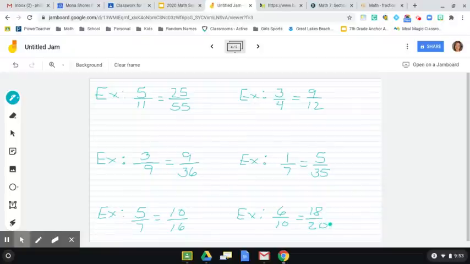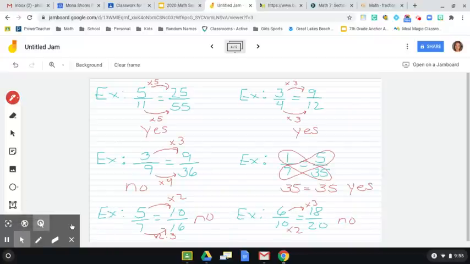Okay, so there's 6 of them there. So determine if those 6 ratios are a proportion. Again, when you think you are ready and you've determined your answer on those 6, we'll pause it right now, and then you're going to unpause the video when you're ready to check. Okay, take a look at those 6.